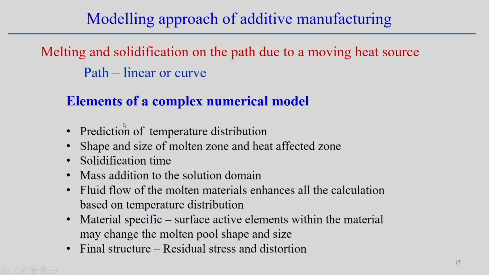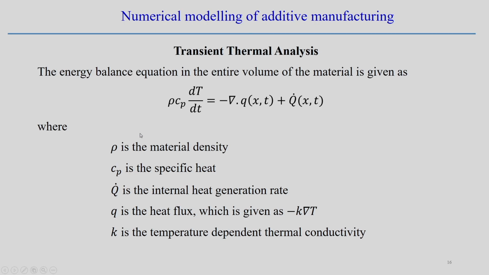So these are the typical components of a complete additive manufacturing process. We have to look into all these components individually to understand the modeling approaches in the additive manufacturing process. So first, look into the heat transfer analysis. If we look at transient thermal analysis, to predict the temperature as a function of time, we have to use the transient heat conduction equation.